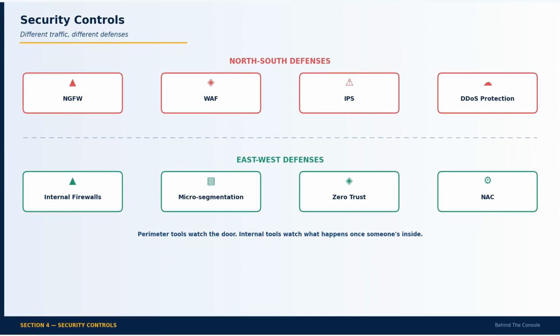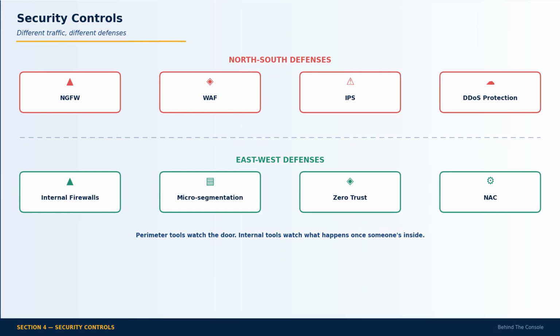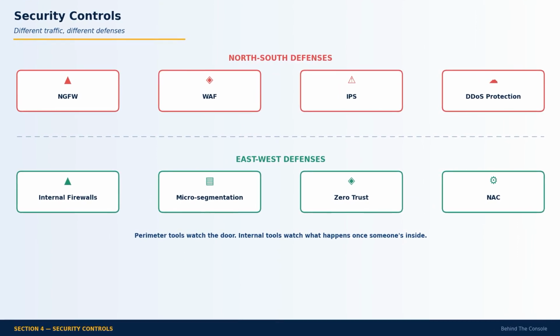Because these two traffic types move differently, they need different controls. For north-south traffic, a next-generation firewall inspects everything crossing the perimeter. A web application firewall protects public-facing applications. An intrusion prevention system catches known attack patterns. And DDoS protection absorbs large-scale volumetric attacks aimed at your perimeter.